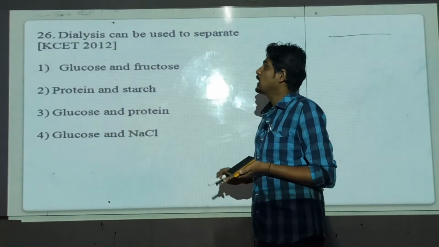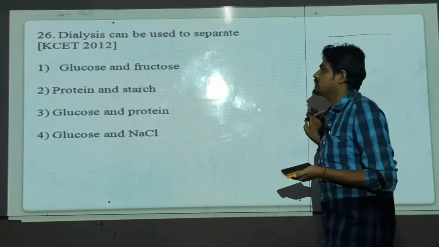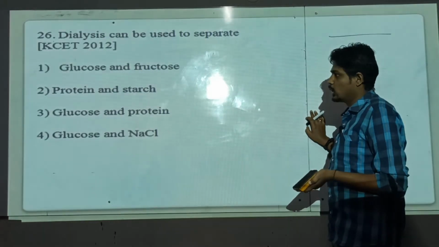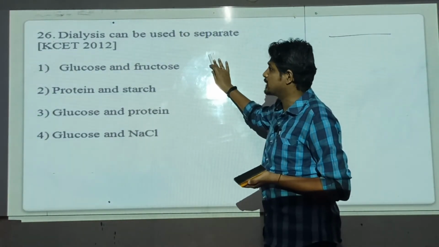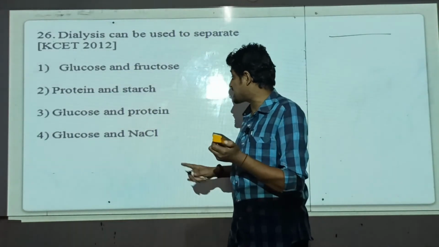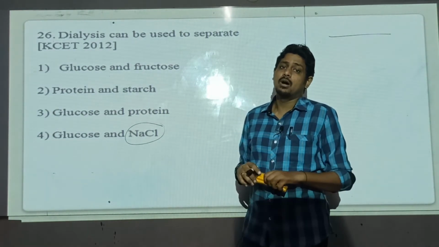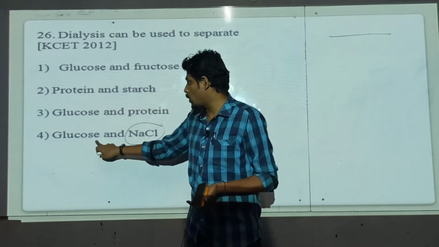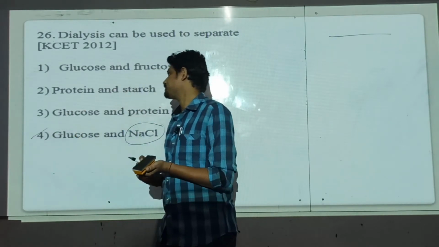Let us look into the options. Here glucose and fructose, no. Dialysis is not a process wherein we will be separating glucose and fructose. Second one, protein and starch, no. Third one, glucose and protein, no. All of these are solutions only, true solution particles. And the fourth one, yes, now see, glucose and NaCl. Now NaCl is an electrolyte. Just now I discussed that it is a process wherein we will be separating the dispersed phase and electrolyte. So in this, glucose is separated from the NaCl. So your answer is the fourth one.